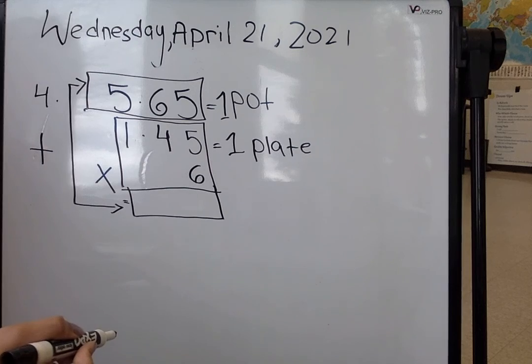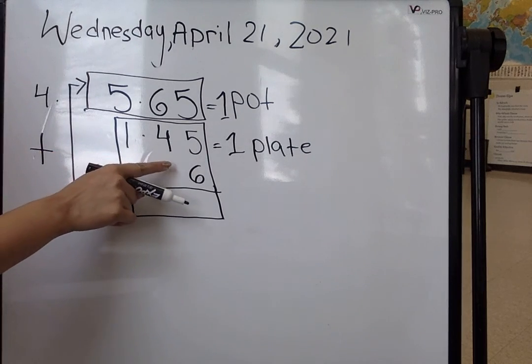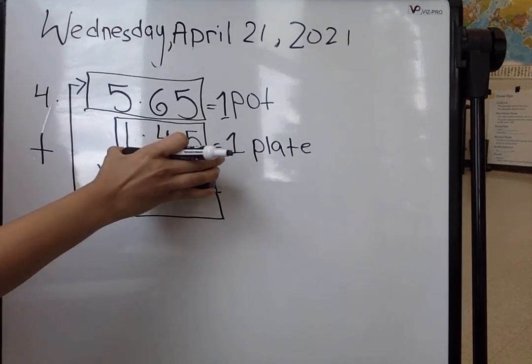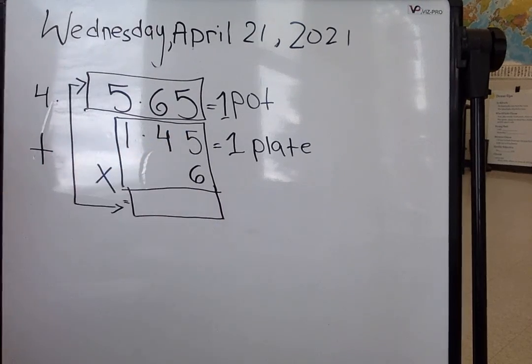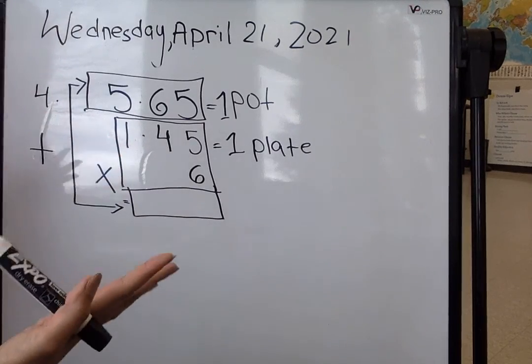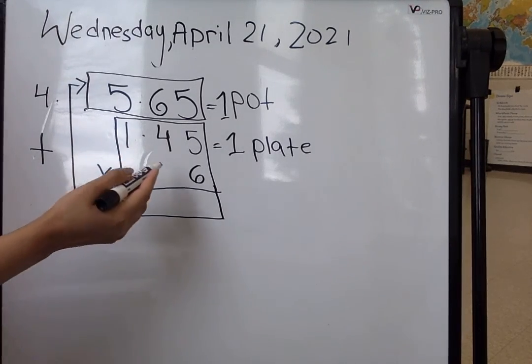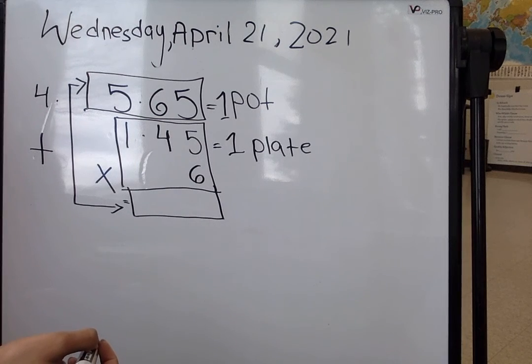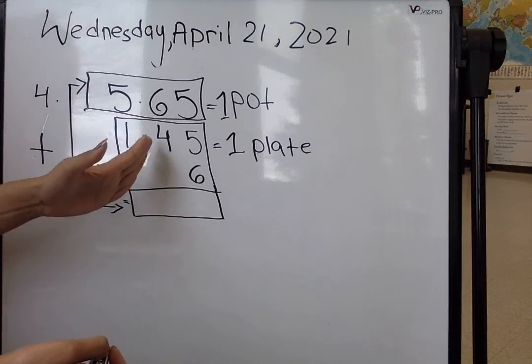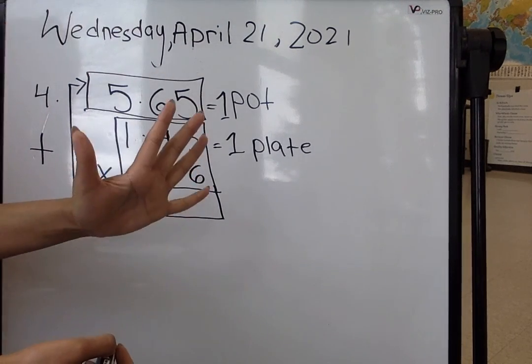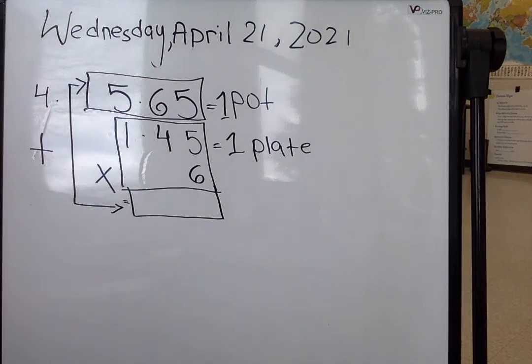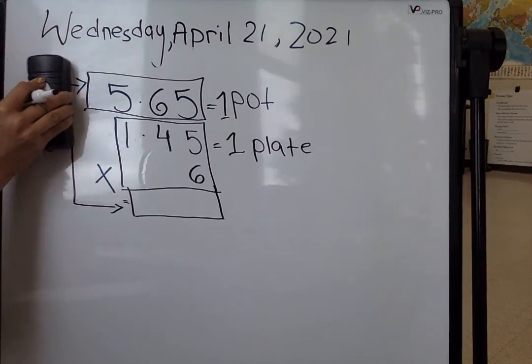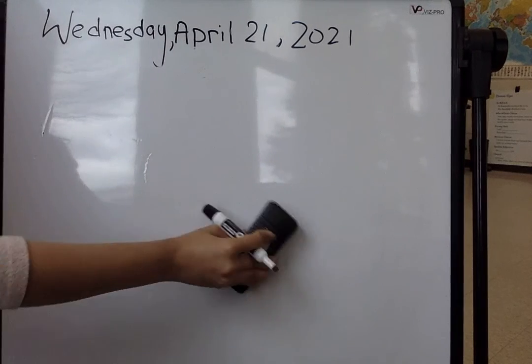Does that make sense? If you chose to add, what I'm saying is you could, instead of multiplying, add $1.45 6 times, but that's a long time. That's going to take us longer. So therefore, multiplying would be an easy and quick way instead of adding $1.45 6 times. Does that make sense? Okay, let's move on to question 5.